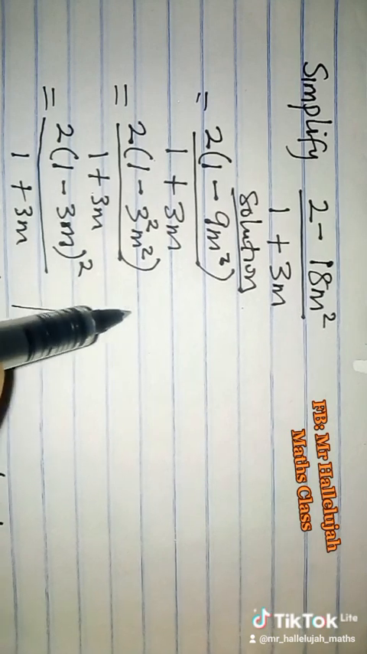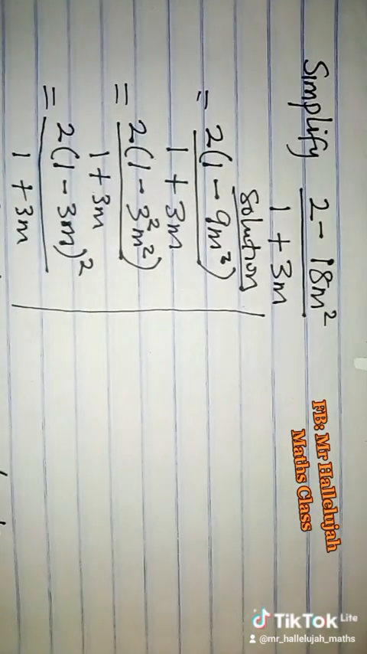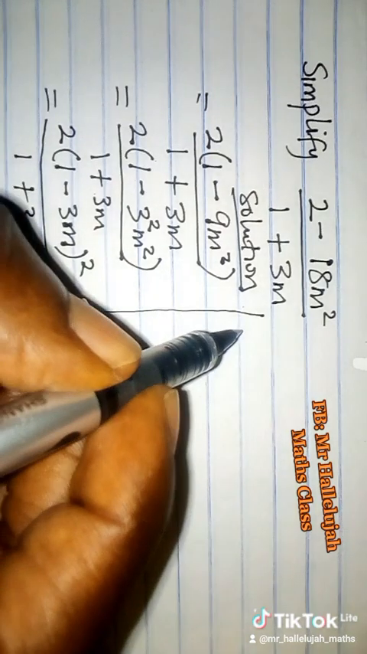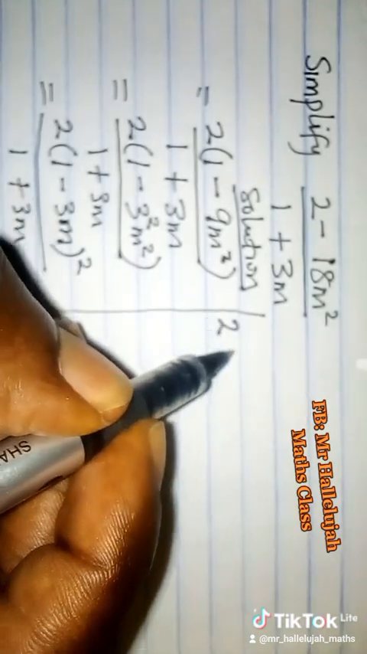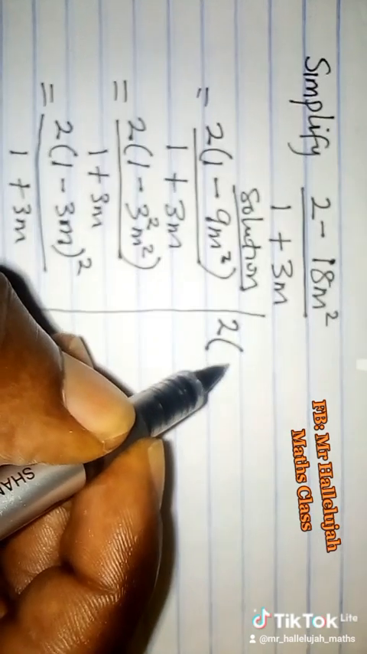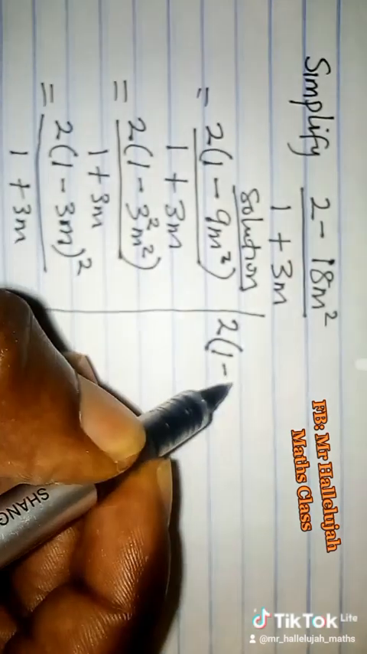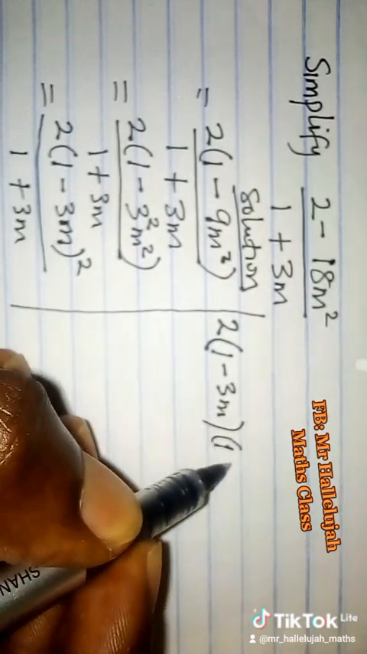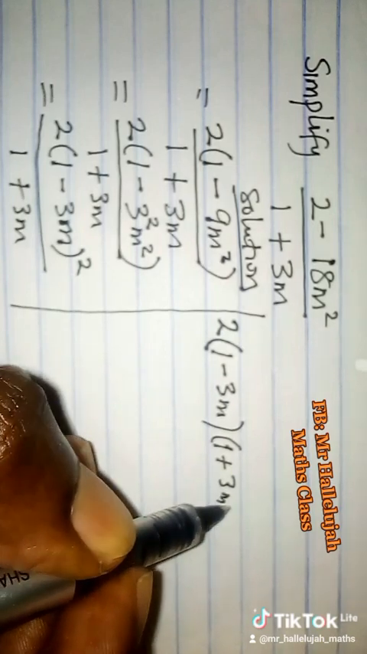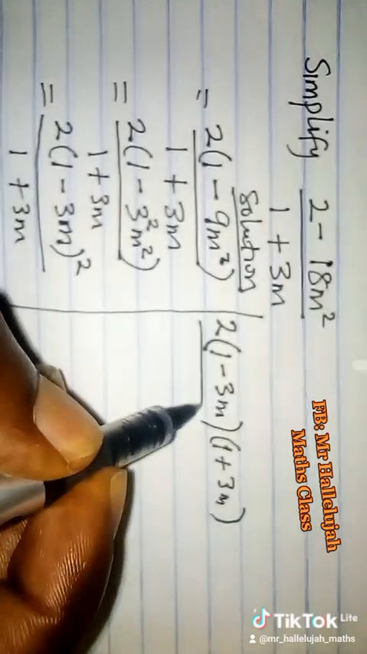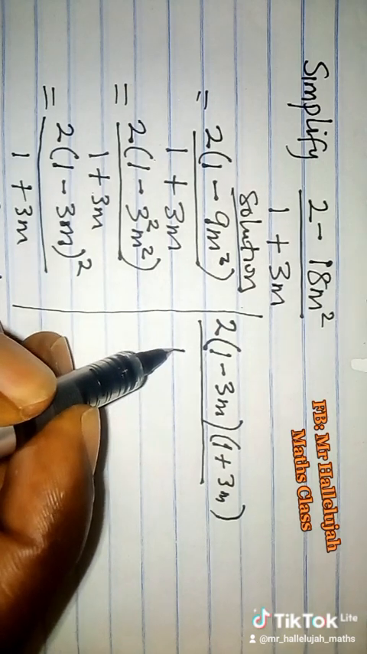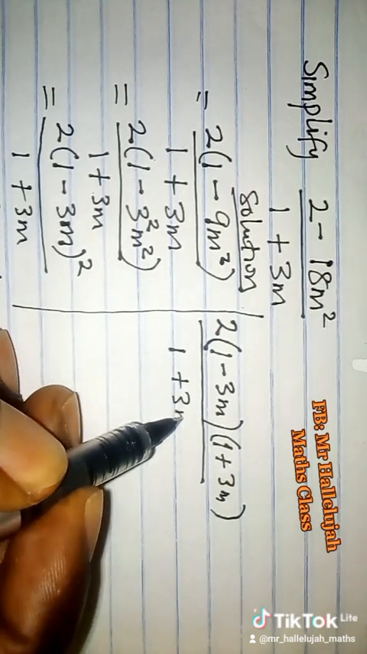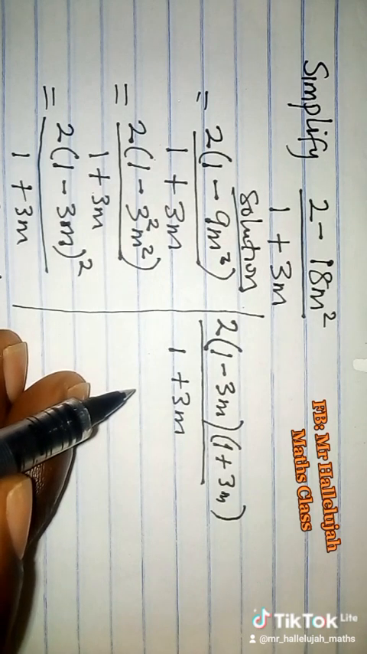All right, let us demarcate so that we continue our solving. We know that this is difference of 2 squares. So we'll have it as 2 into 1 minus 3m into 1 plus 3m bracket close all over 1 plus 3m. Beautiful, we are getting there.